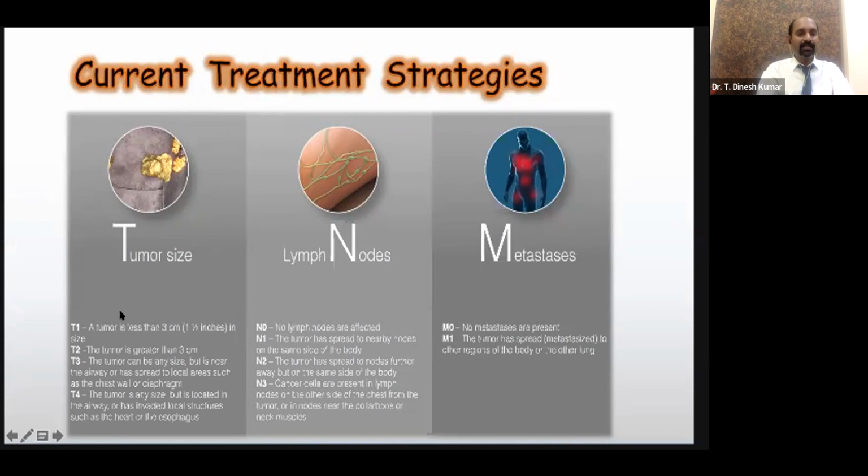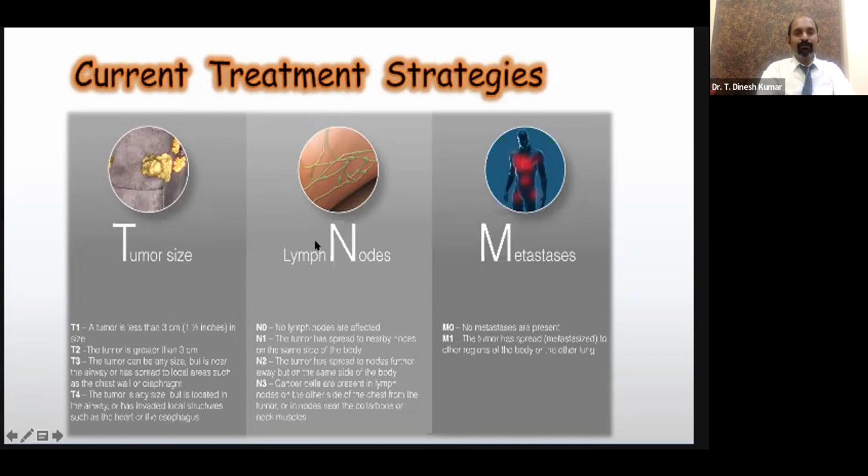So the T stands for the size of the tumor. I'm not going into details of all this. If you see T1, T2, T3, and T4, each denotes a different size. T1 is the smallest size and T4 is the largest size of a tumor. So the larger the number, the bigger the tumor is.